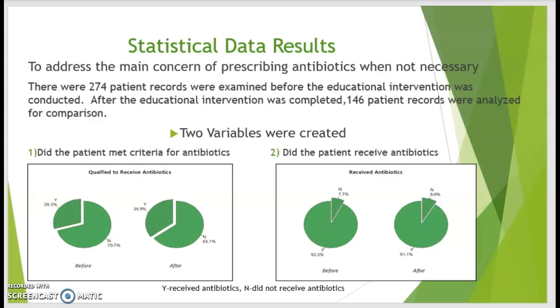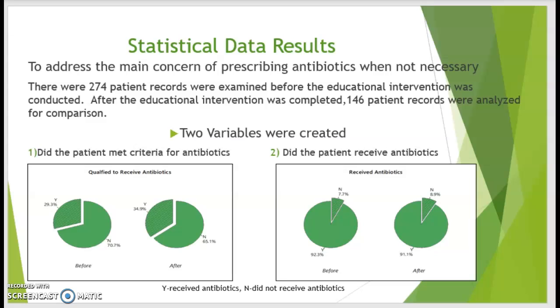There were 274 patient records that were examined before the educational intervention was conducted. After the educational intervention was completed, 146 patient records were analyzed for comparison. Before the intervention was conducted, 29.3% of the patients met criteria for antibiotic treatment based on symptoms, yet 92.3% were prescribed antibiotics. After the educational intervention, 34.9% met criteria to receive antibiotics. However, 91.1% were prescribed antibiotics. Roughly the same percentage of patients did not meet the criteria necessary to receive antibiotics in both sample sizes.